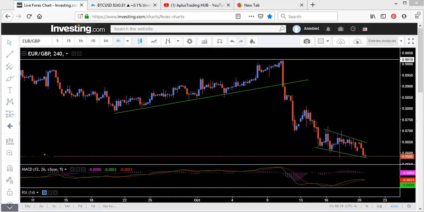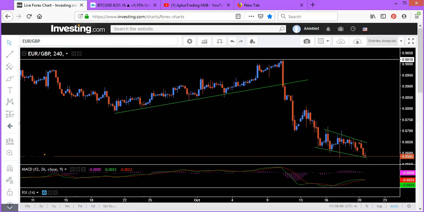So now the MACD line is trying to cross the signal line again, and it is a good time to take a sell. You take a sell from there, then place your stop loss away from that inverted hammer. Let's look at another one, another currency pair.